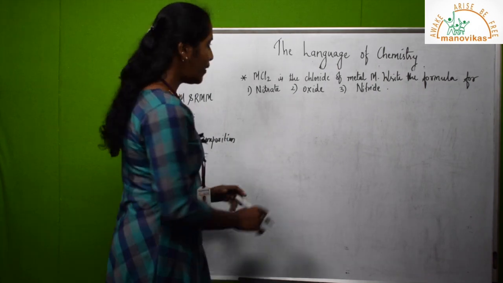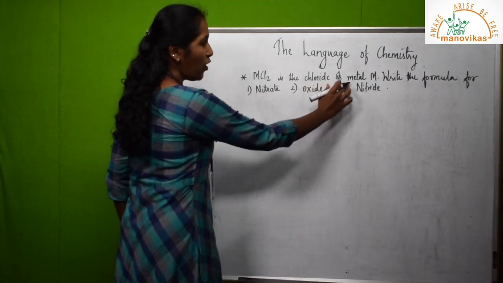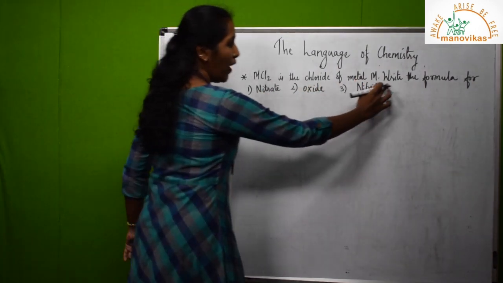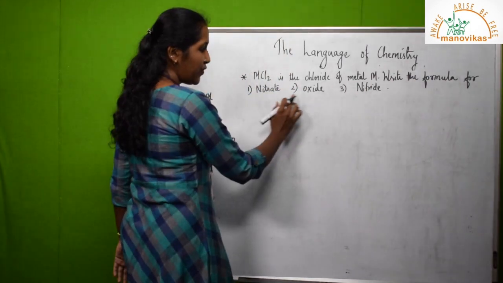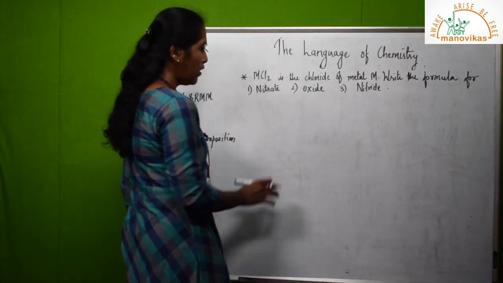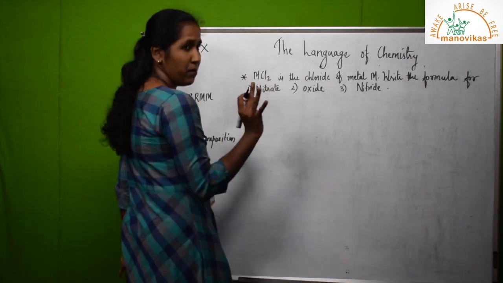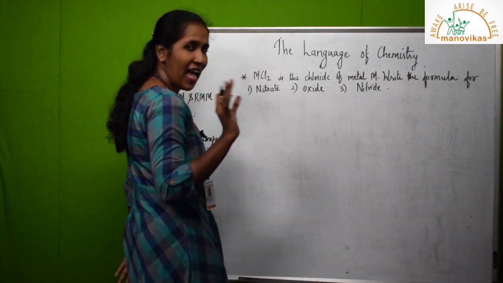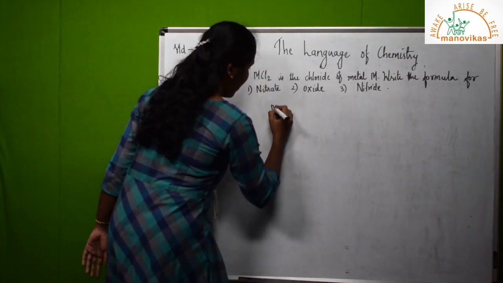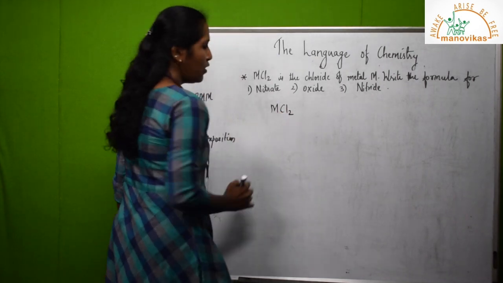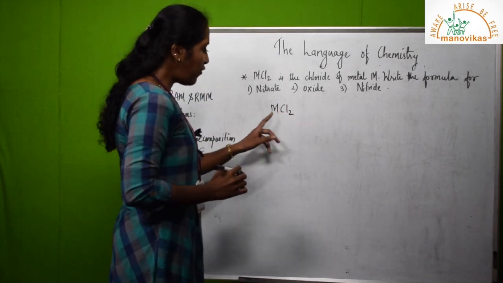This is one more type. MCl2 is a chloride of metal M. Write the formula for nitrate, oxide and nitride. Now here you are given the metal M, okay? So you have to assume it as M itself. So I'll write MCl2. So here you have to find the valency for M.